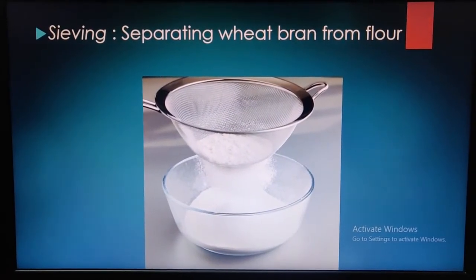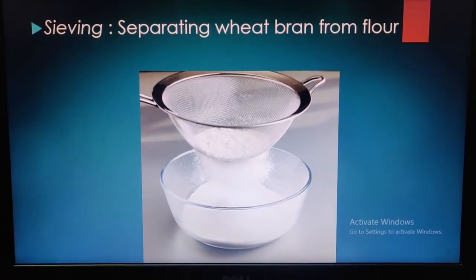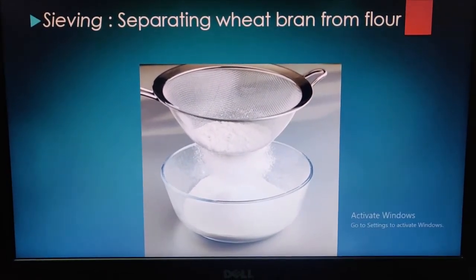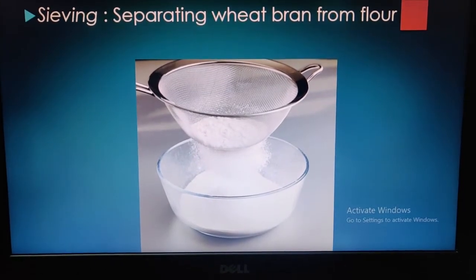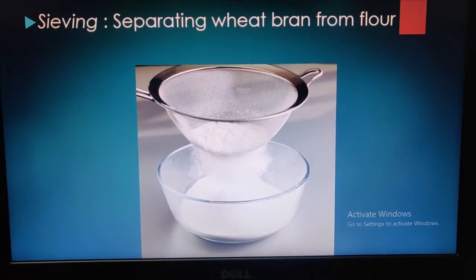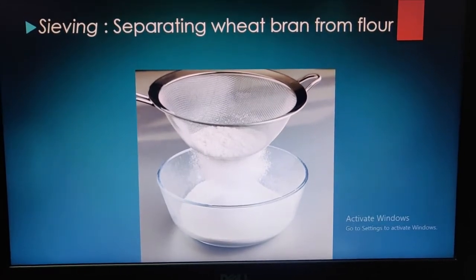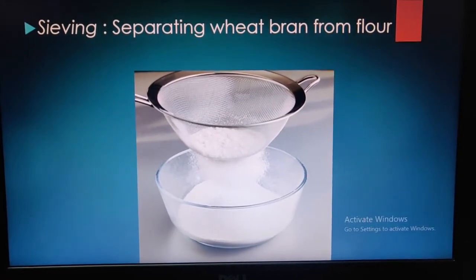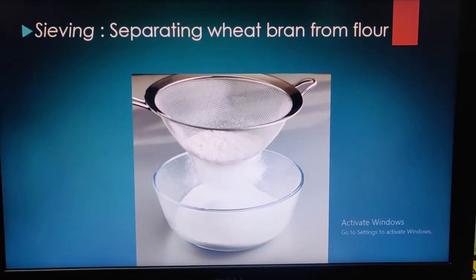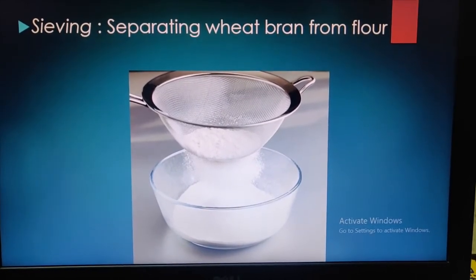Next, sieving. Another very familiar separating process which we often use at our home also, separating wheat bran from flour. We can use this kind of separating method to separate larger solid particles from the smaller ones. You can see the smaller ones are coming through the small net. There are small holes inside the net, so it allows only the smaller particles to come out. The larger particles will be trapped.